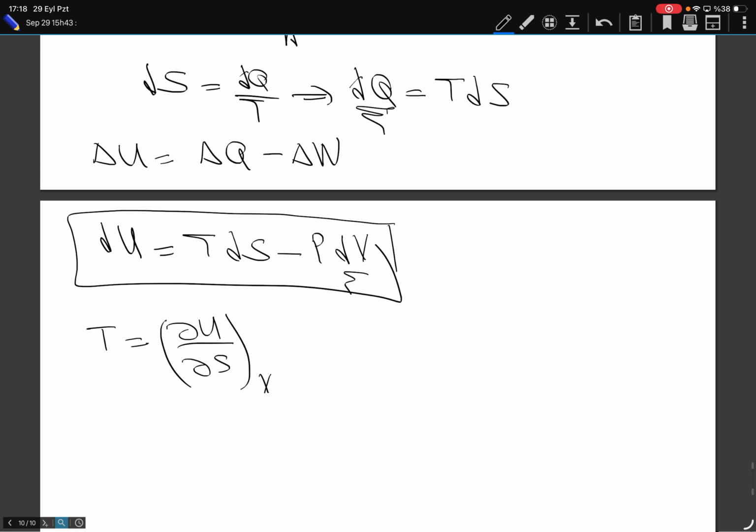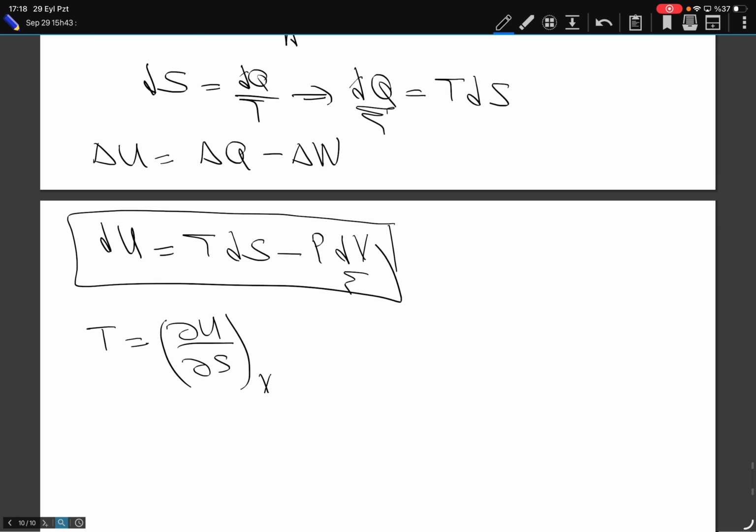You see, this is valid for any system, not just a Carnot engine, not just an ideal gas, it's for whatever system you can imagine. If you can somehow measure how the internal energy changes as a function of entropy at a constant volume, that gives you the temperature. Well, entropy is not so easy to measure, so this has limited practical use, but we will obtain other relationships that are more practical.